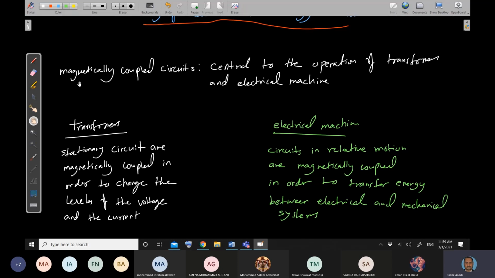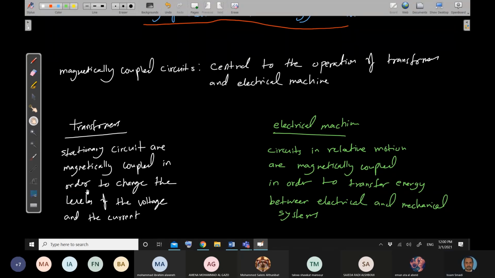Yeah, that's why we are interested in the magnetically coupled circuit, because they are the core of the operation of the transformer. In the transformer, in general, I don't have any relative motion. The transformer actually can be called a machine, but simply here, all the circuits are stationary. There is no motion in the primary or the secondary of the transformer. And simply we need the magnetic circuit in order to couple the stationary circuits in order to change the levels of the voltage and the current.